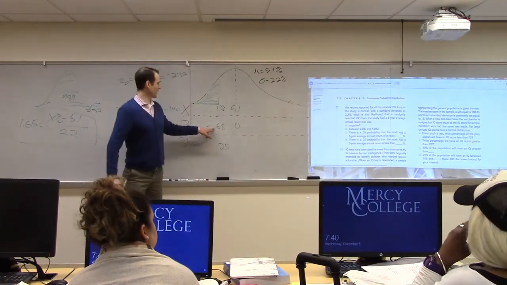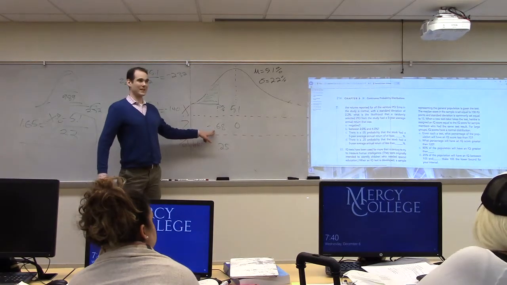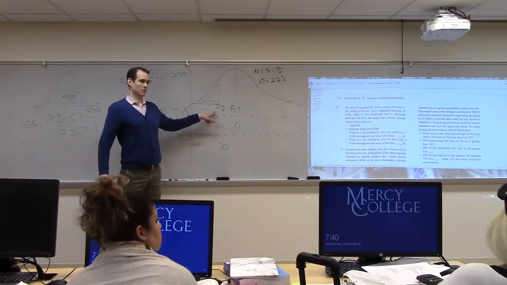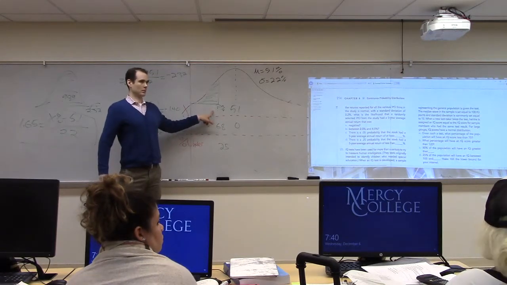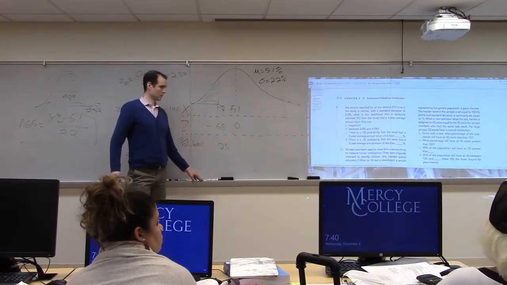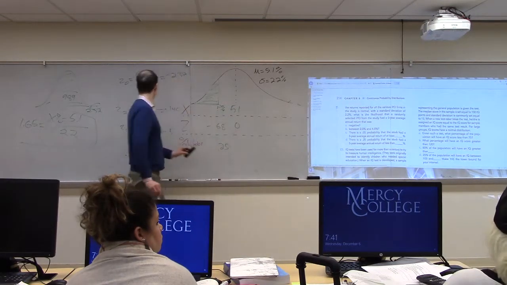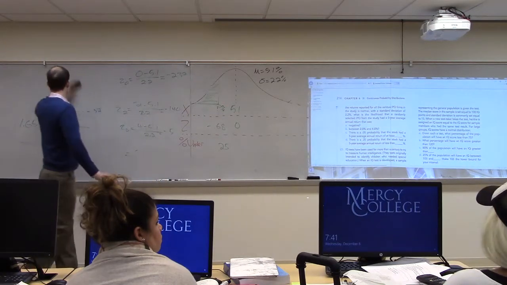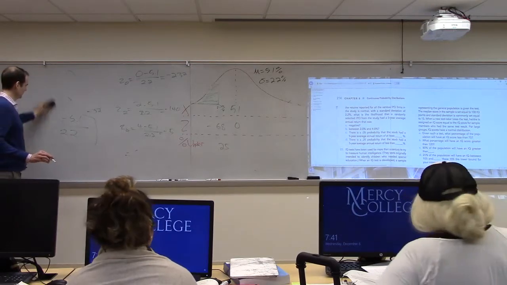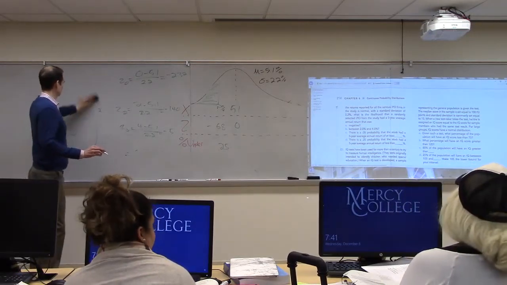So is everyone okay with how we got negative 0.68 as the z-score for this unknown return? It's on the negative side. You have to have the negative chart.